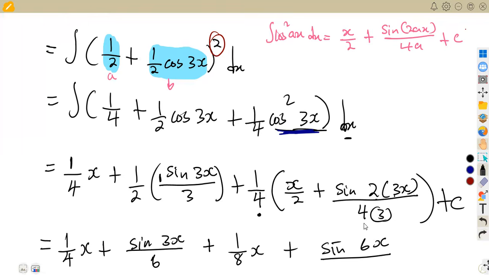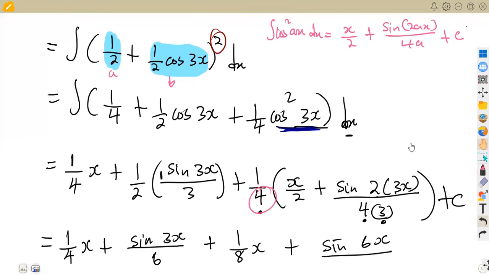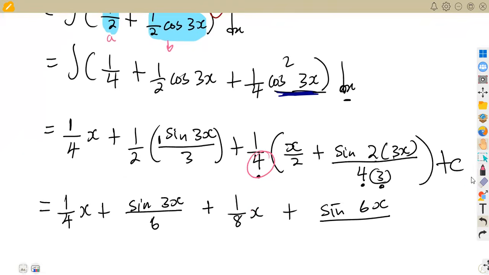Multiply this 4 times this 4 times this 3, because it's 1 over 4, which is outside of the bracket, which has to affect everything. So this is going to give you 48. If you simplify properly, 4 times 4 is 16. 16 times 4 is 48, or just use your calculator, okay? Plus the constant of integration.